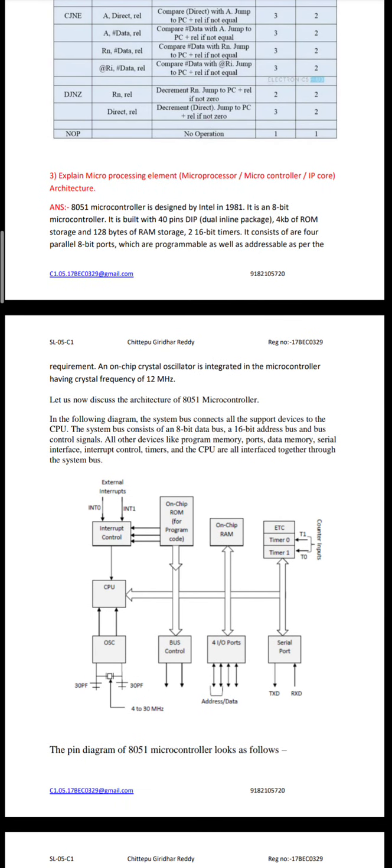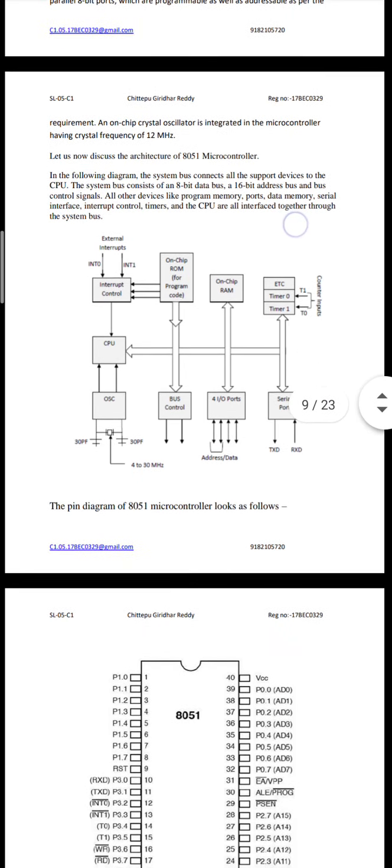If we explain in more detail the microcontroller 8051, it was designed by Intel in 1981. It is an 8-bit microcontroller. It is built with 40 pins, in a dual inline package, DIP, with 4 KB of ROM storage, 128 bytes of RAM storage, and two 16-bit timers. It consists of 4 parallel 8-bit ports which are programmable as well as addressable as per the requirement.